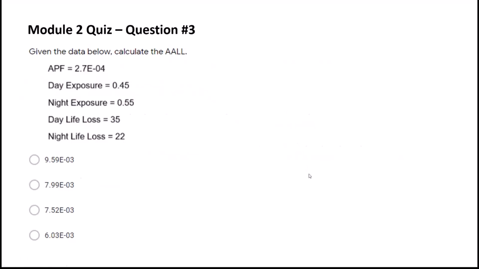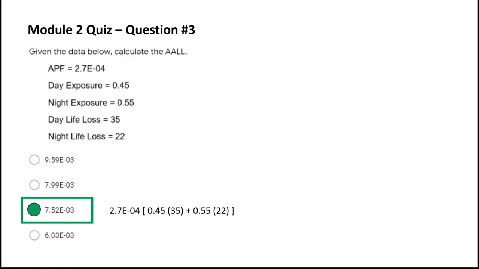Question 3, we're given some data and we are asked to calculate the average annual life loss. We have an APF of 2.7 times 10 to the minus 4. We've got our day exposure and our night exposure, and then we've got some day life loss and night life loss. To do this, we need to weight the life loss by their corresponding exposure. That'll be our day exposure times our day life loss, and then we're going to add to that our night exposure times our night life loss. Then take that product and multiply it all by the APF. The correct answer for this one is 7.52 times 10 to the minus 3. Again, we take our day exposure times our day life loss plus our night exposure times our night life loss, and then that entire product multiplied by our APF.